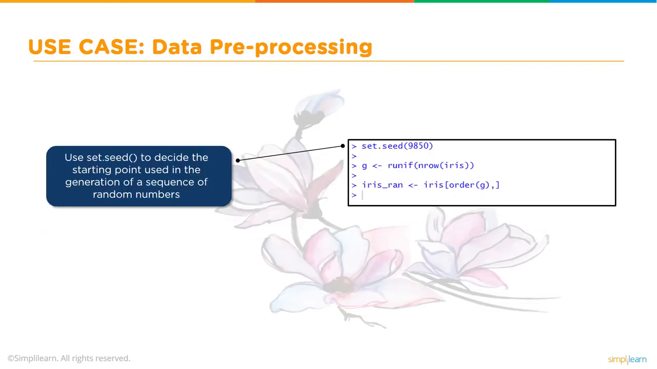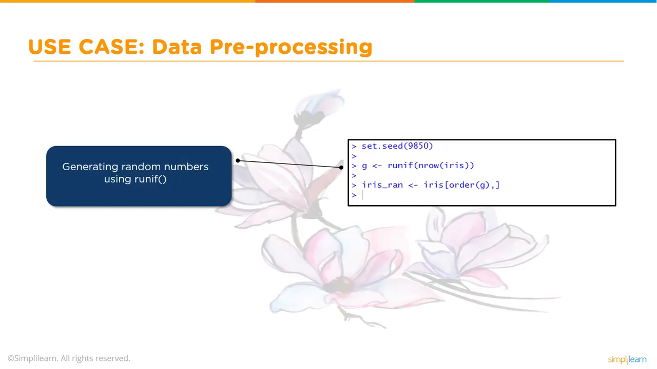And so we're going to go ahead and use set.seed to decide the starting point used in the generation of a sequence of random numbers. Remember, we set the seed so that if we ever want to reproduce what we're doing, it will reproduce the same thing each time because it's using the same randomizer seed. And then we're going to generate random numbers using runif. And the question is, why do we want to create random numbers on here? It's kind of an unusual thing to do for nrow iris.